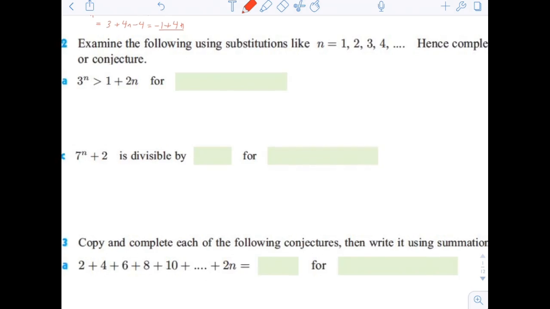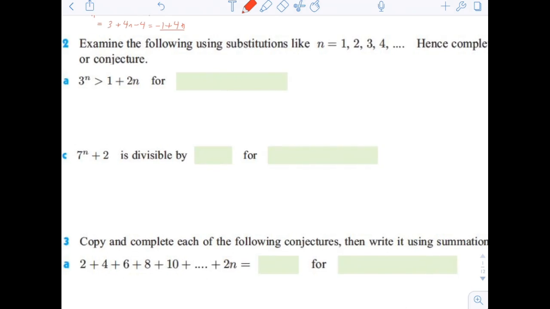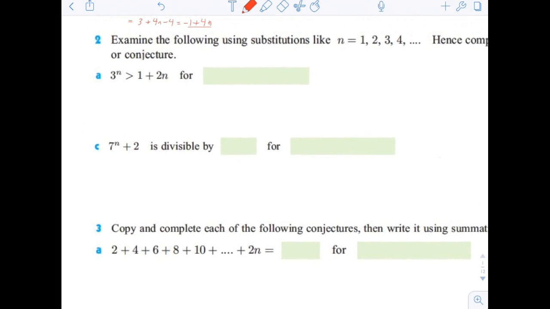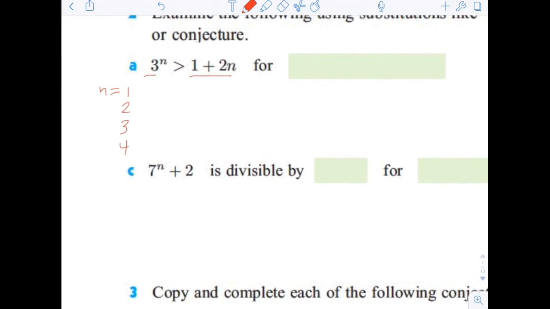Number 2: examine the following using substitutions n equals 1, 2, 3, 4, hence complete the proposition or conjecture. Okay, so here we have a conjecture that 3 to the nth is greater than the expression 1 plus 2n. So let's test that out using different indexes. Let's test it out using n equals 1, n equals 2, n equals 3, and n equals 4. If we put in n equals 1, we'll have 3 to the first is greater than 1 plus 2. So is 3 to the first greater than 3? No, it's not, right? Let's try the next one.